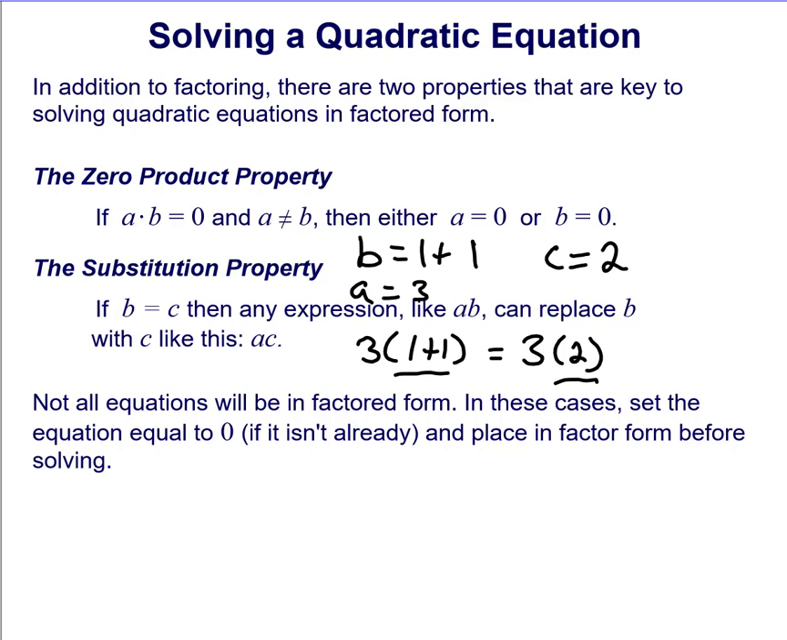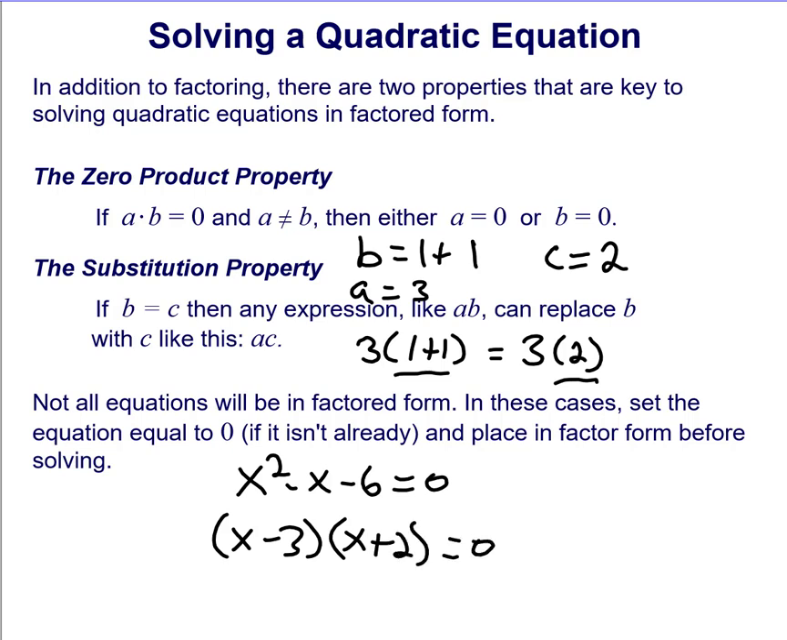The next part we're going to talk about is over here. Not all equations will be in factored form. In these cases, set the equation equal to 0 if it isn't already, and then place in factored form before solving. So what that means is if we have an equation like x squared minus x minus 6 is equal to 0, that's not in factored form. We have to factor that to x minus 3, x plus 2, and that's factored form. Now we can go ahead and solve this.